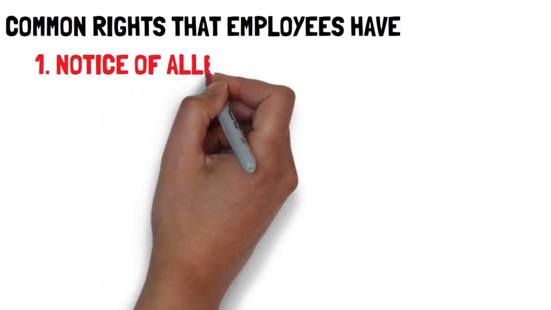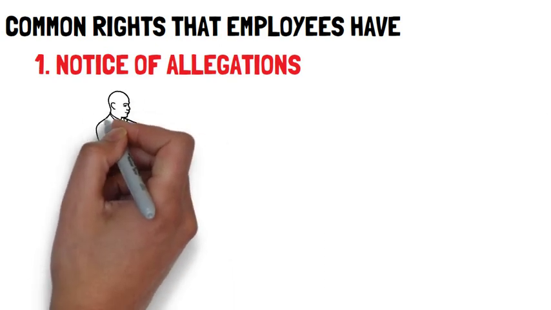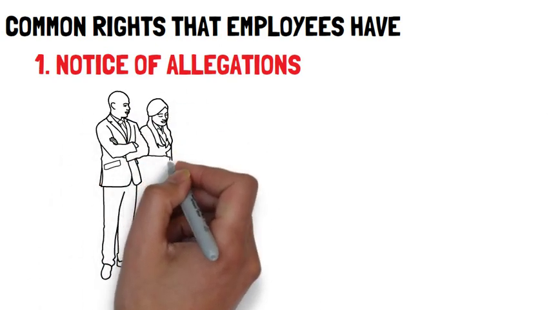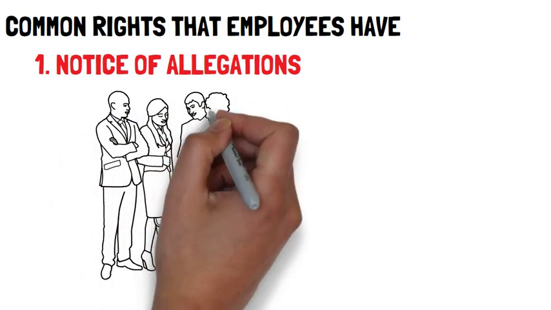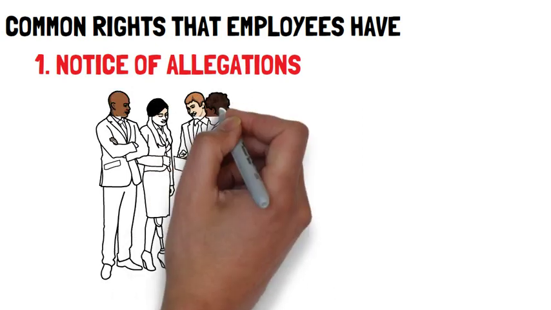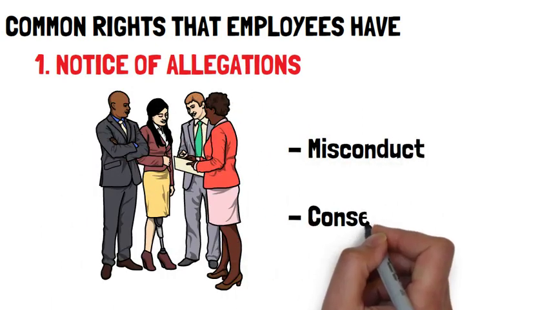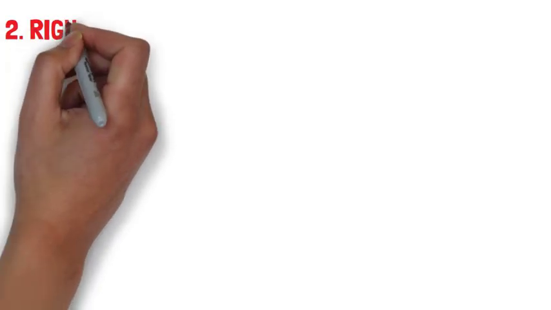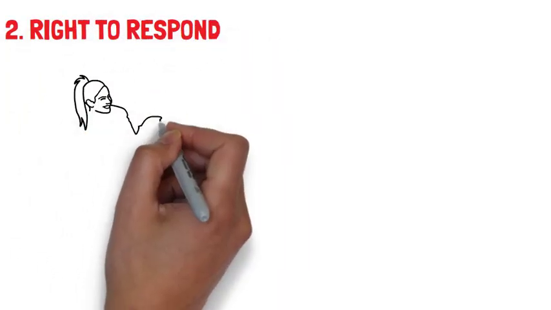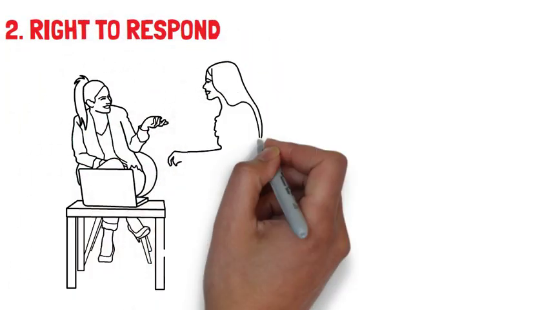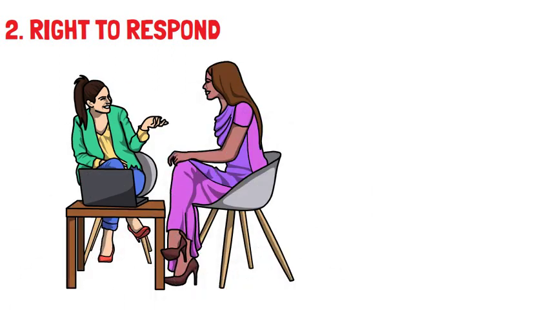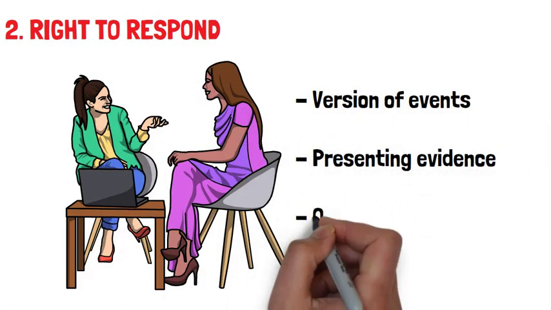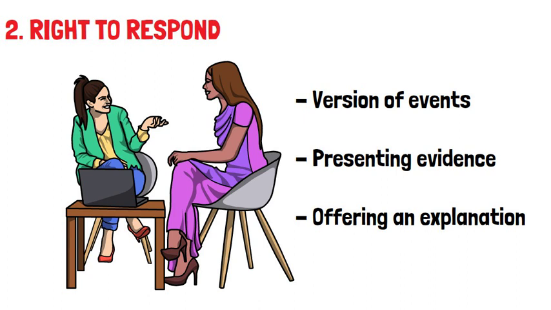1. Notice of allegations. Employees have the right to be informed in writing about the specific allegations or charges against them. This notice should include details of the alleged misconduct and the possible consequences. 2. Right to respond. Employees usually have the right to respond to the allegations. This might involve providing their version of events, presenting evidence, and offering an explanation for their actions.